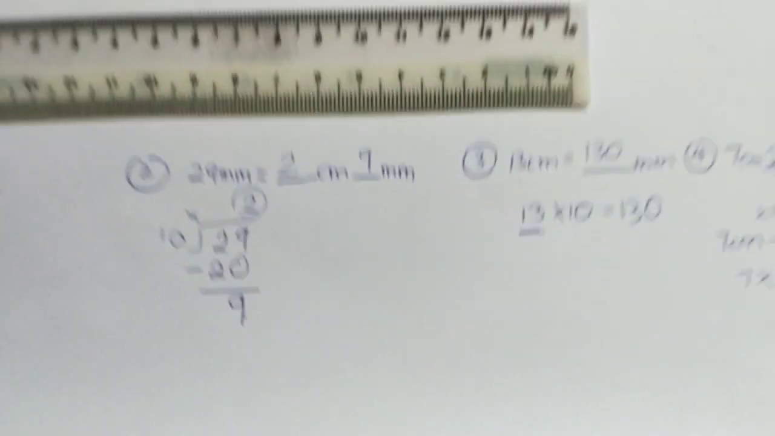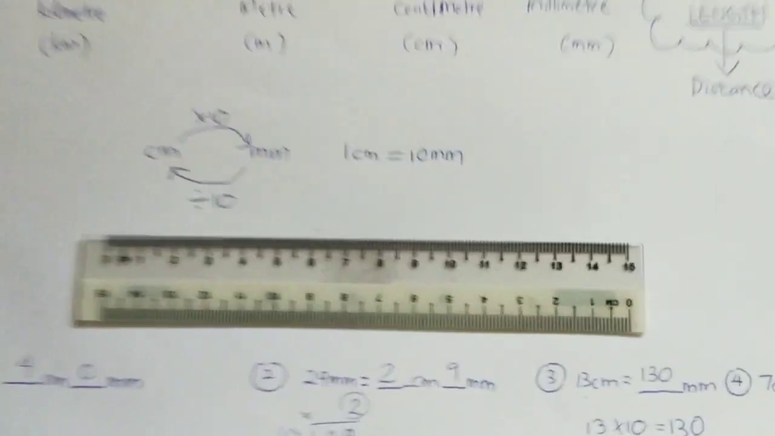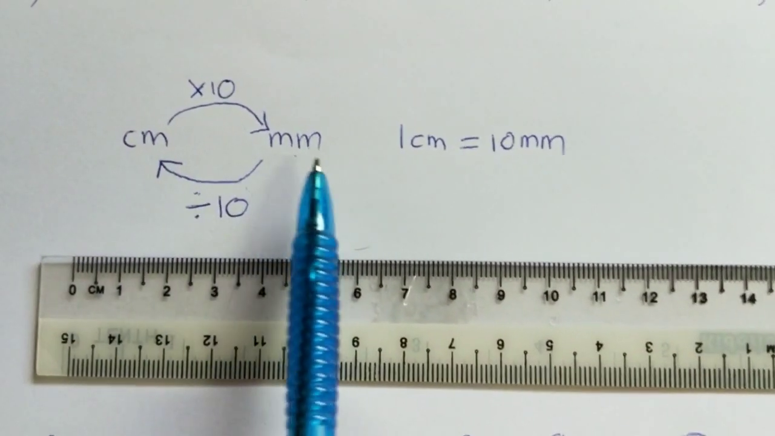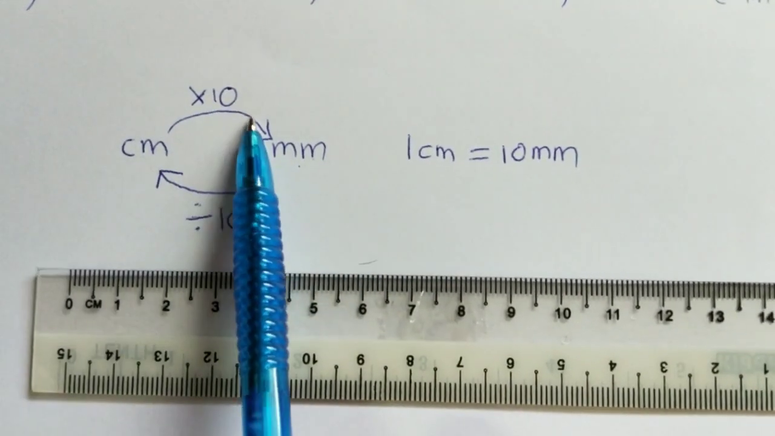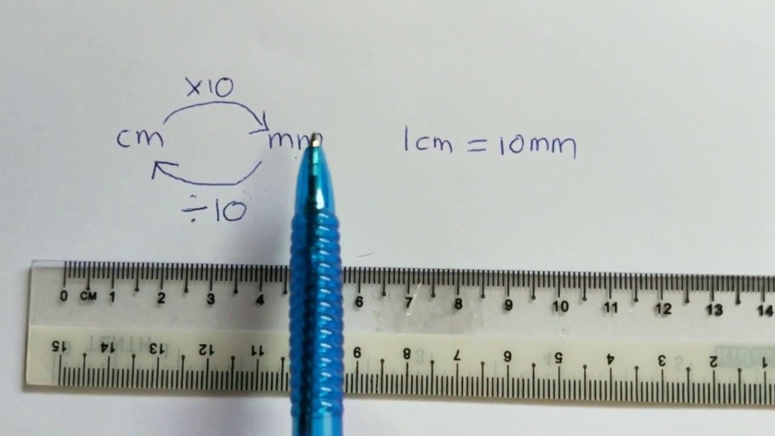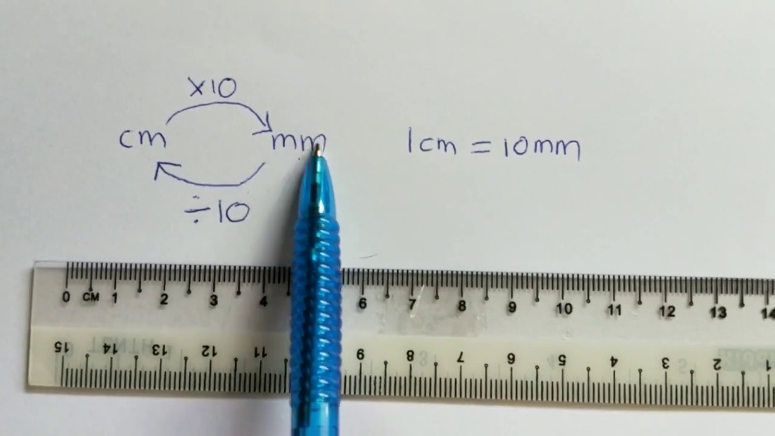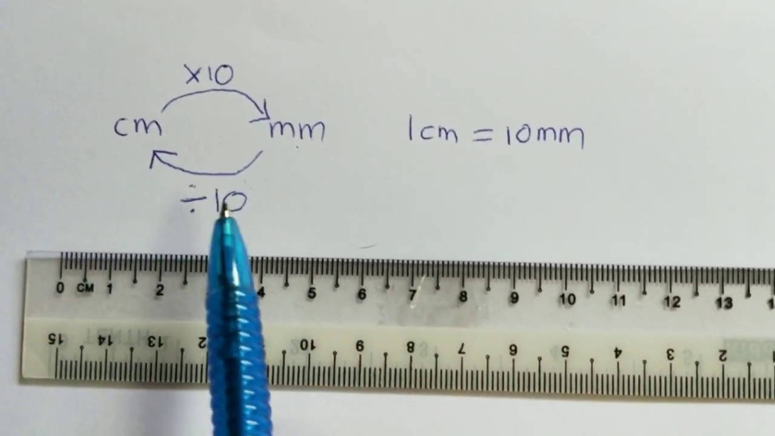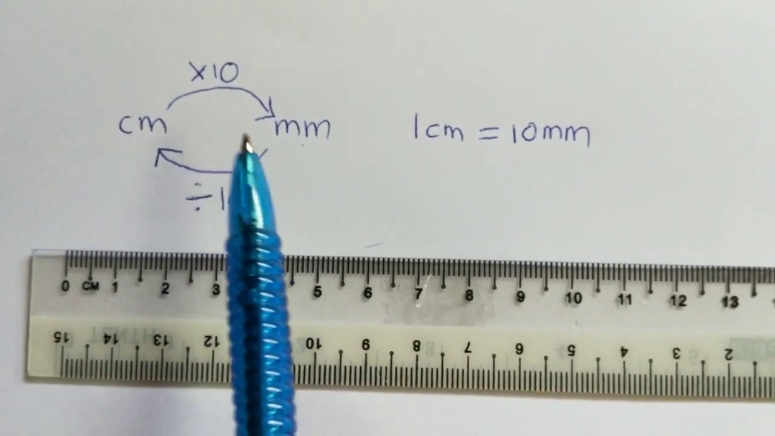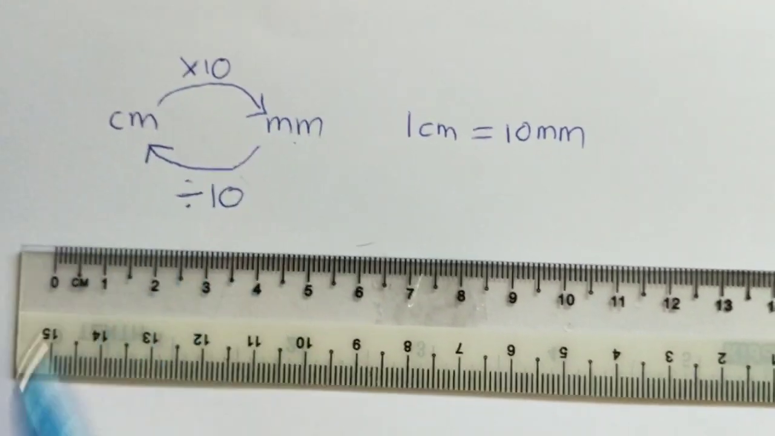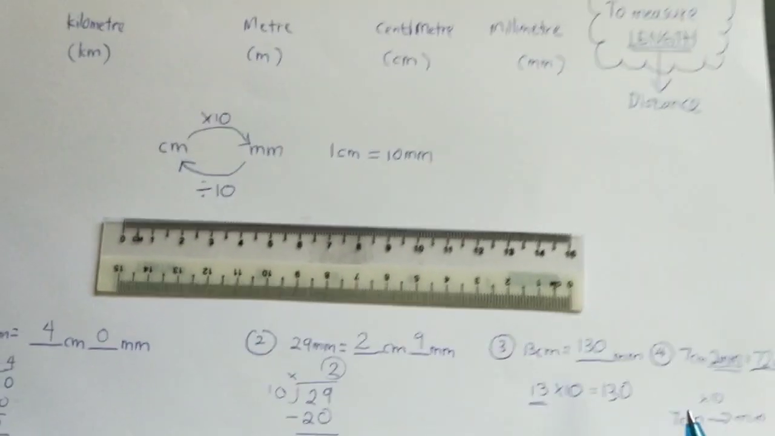Okay, so what I want you to remember for today is, if you want to change centimeter to millimeter, you need to multiply the number by 10. If you want to change millimeter or convert millimeter to centimeter, you need to divide the distance, the length, by 10. Okay? So, that's all for today.